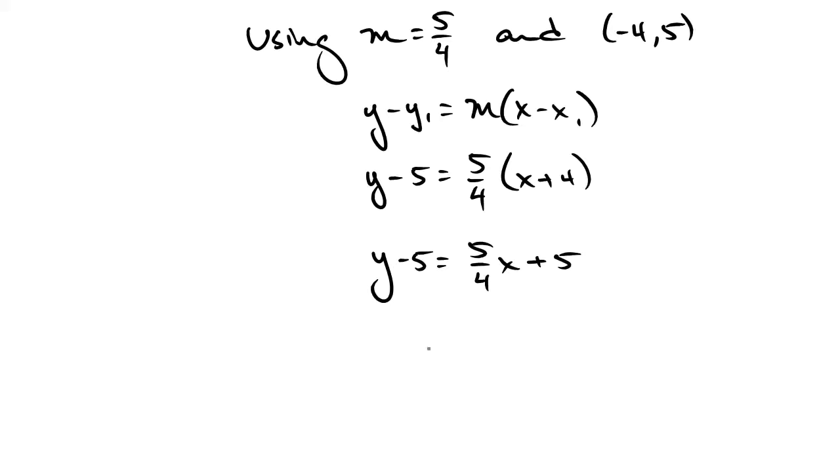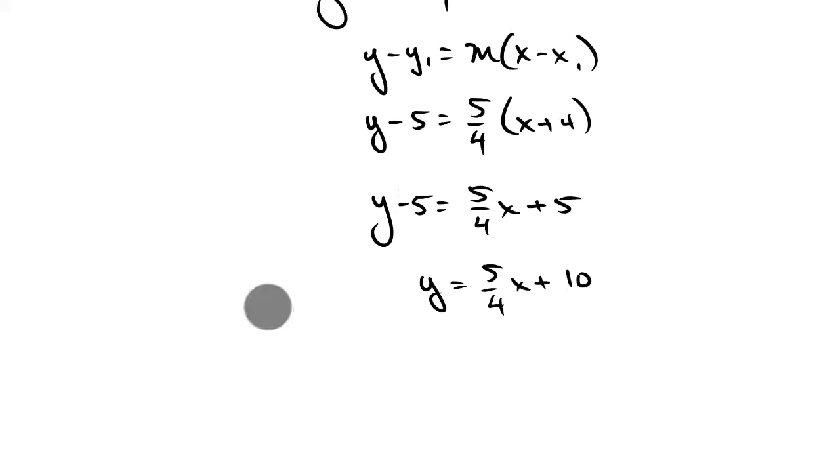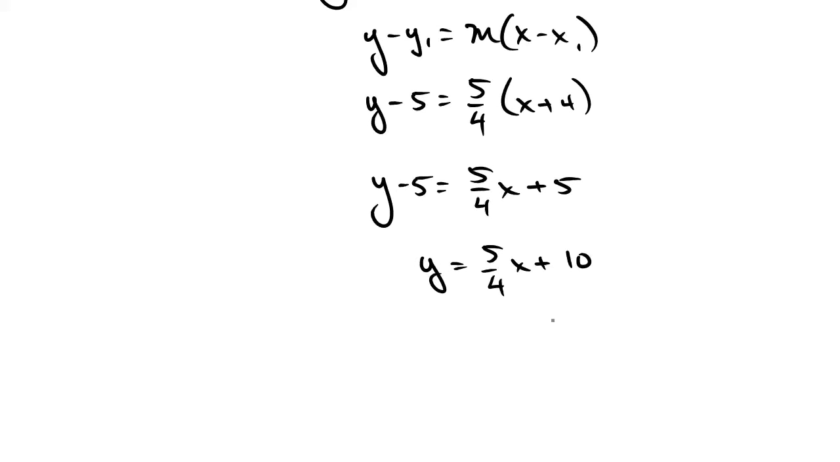I add 5 to both sides, which gives me y equals 5/4 x plus 10. Now that's if I leave it in slope-intercept form. A lot of times the AP exam will put things in general form. All I need to do in order to get there is to go ahead and multiply everything by 4.